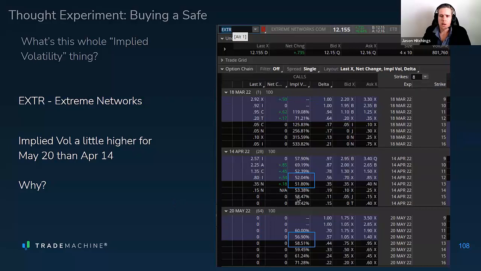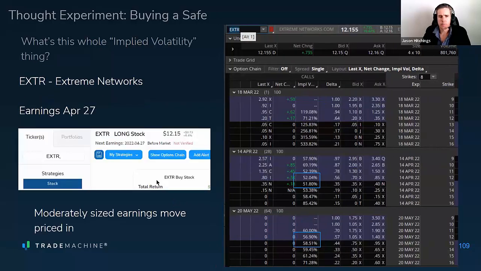But why is this number around 6% higher? If I plug EXTR into TradeMachine, I can see that the next earnings event hasn't been verified yet, but it's somewhere out in late April.